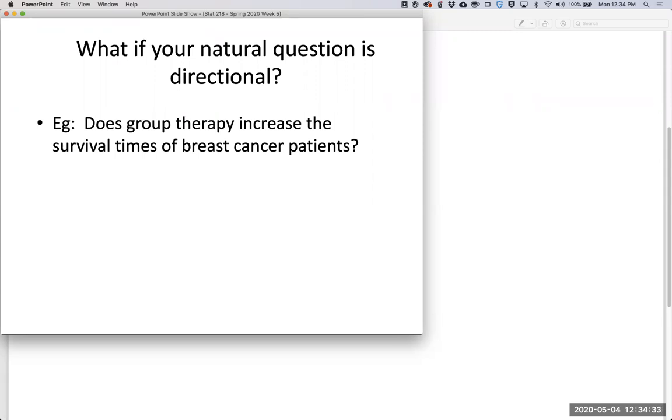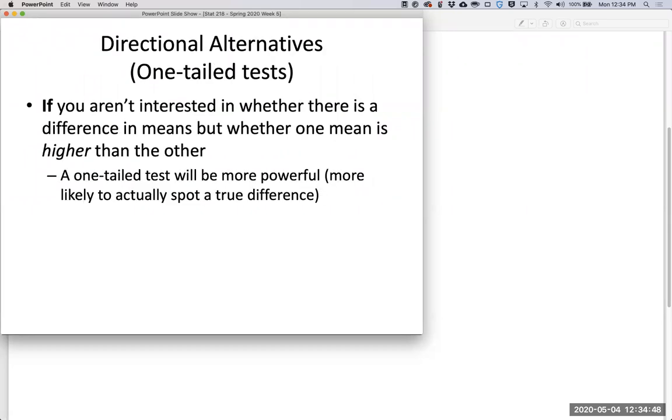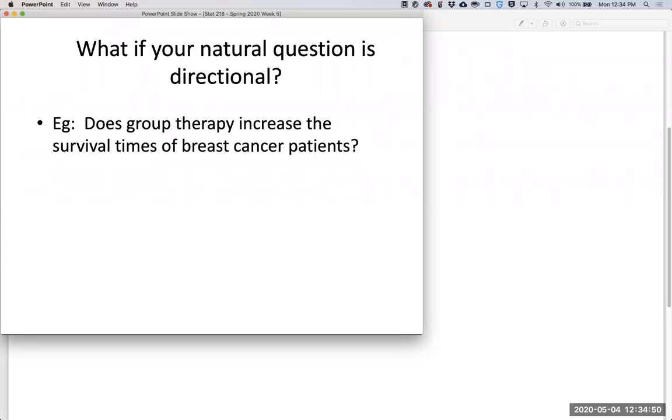We find that people who go through this process with group therapy are often healthier in the long run. So I want to know, does group therapy increase the survival time of these breast cancer patients? Okay, so the alternative and null hypotheses are not straightforward, but they're easy to work with.